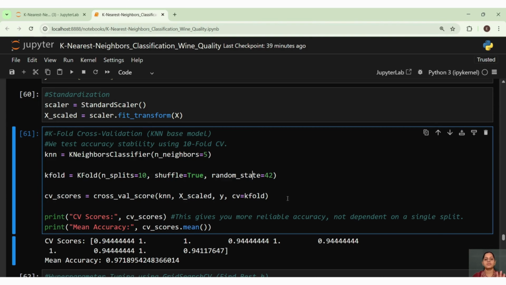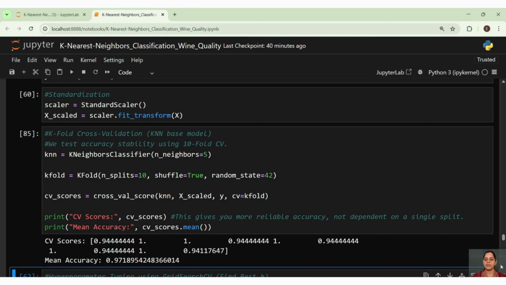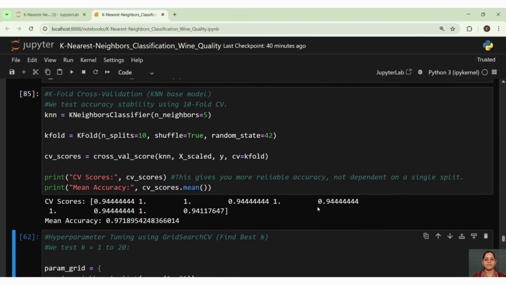Then cv score, what I am telling is that my cross validation score should take my model, my independent variable and my dependent variable. Then my cross validation I am defining is k-fold. If I run this, I am getting all the different values for all the different folds. So let us count whether we have 10 folds or not.